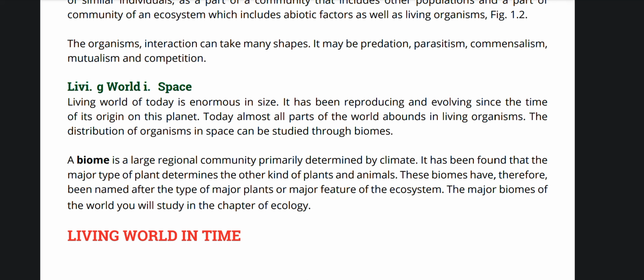Living world in space. The living world of today is enormous in size. It has been reproducing and evolving since the time of its origin on this planet. Today, almost all parts of the world abound in living organisms. The distribution of organisms in space can be studied through biomes. A biome is a large regional community primarily determined by climate. It has been found that the major type of plant determines the other kinds of plants and animals. These biomes have therefore been named after the type of major plants or a major feature of the ecosystem. The major biomes of the world you will study in the chapter on ecology.